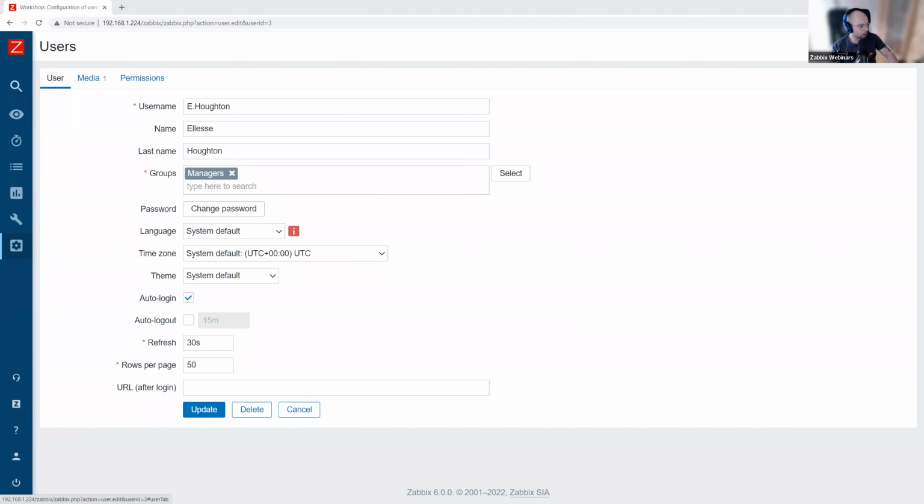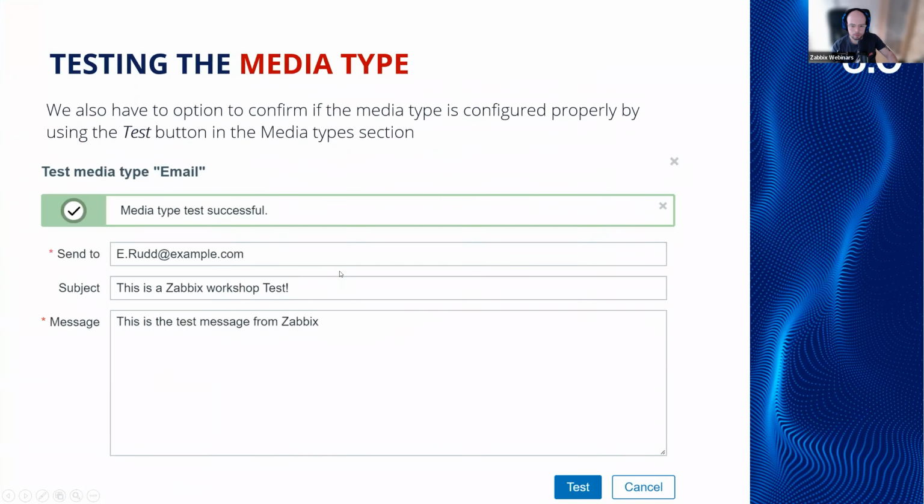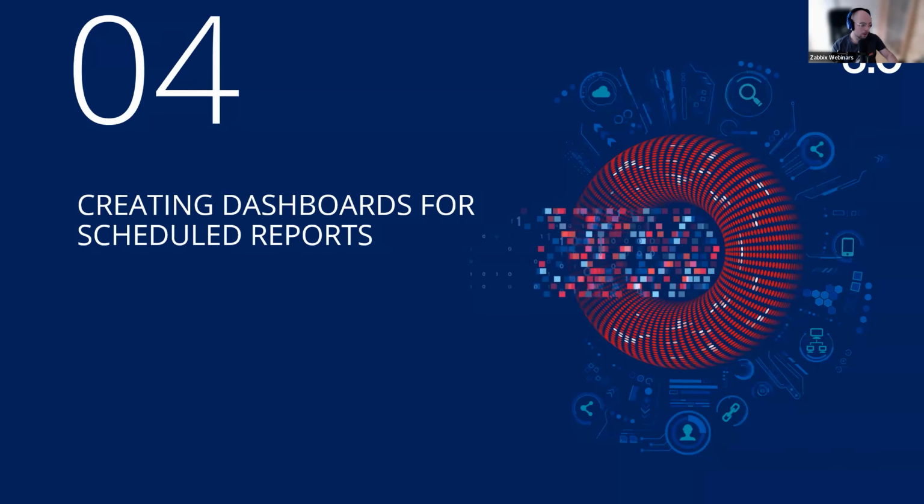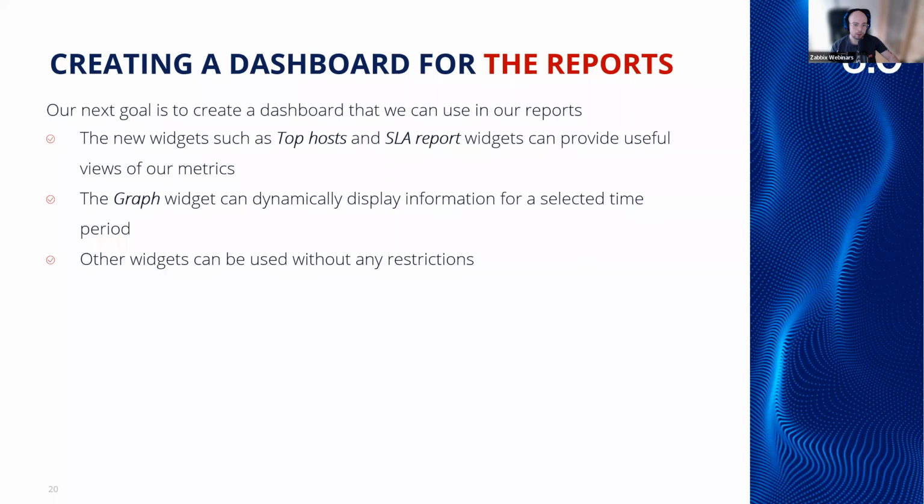Let's see. Next up, we can actually take a look at our dashboards. So next part is the fun part, right? We have a couple of new widgets in Zabbix 6.0 LTS. And a few of them, specifically top hosts and SLA reports, I think, can be extremely useful in delivering new value by using Zabbix reports. And you will see how in a moment. We also have the graph widget. We also have the single item widget. And any other widget can be used without any restriction to provide information in reports.